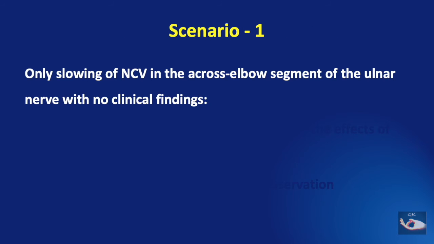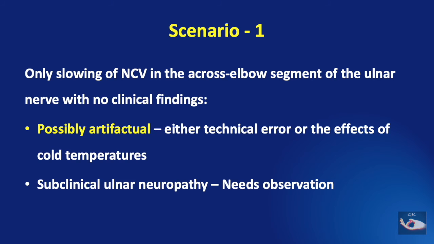Let us consider some clinical scenarios for analysis. Let us suppose we come across a scenario where there is only slowing of the nerve conduction velocity across the elbow segment of the ulnar nerve with absolutely no clinical findings. This could most probably be artifactual, either technical error or the effect of cold temperature, or it could point to what is known as a subclinical ulnar neuropathy, which definitely needs an observation of the patient over a period of time.